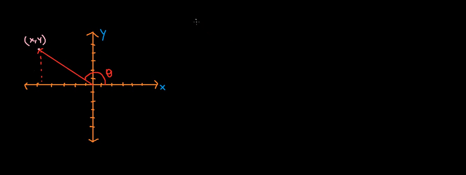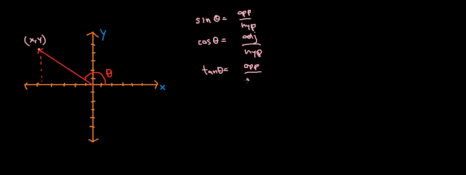So how do I go about doing that? Well, sine of an angle theta is the opposite over hypotenuse. Cosine theta is the adjacent over the hypotenuse, and then tan theta is the opposite over adjacent.